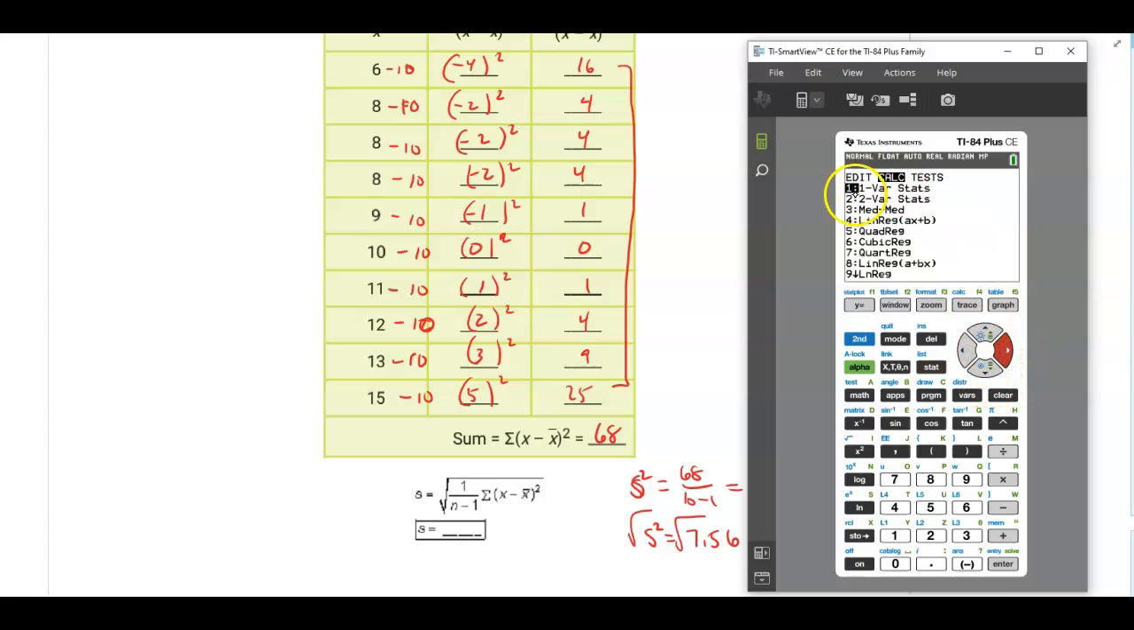Now, once you have all your data plugged in, if you hit Stat and you arrow over to Calc, what we're dealing with here is one variable statistics. So I'm going to hit Enter, then continue hitting Enter all the way till I get to this menu. Right away, when you see this top right button, it tells you your mean is 10. And it gives you your standard deviation, which is S sub x, which is 2.75. So this tells you everything you need to know, basically.